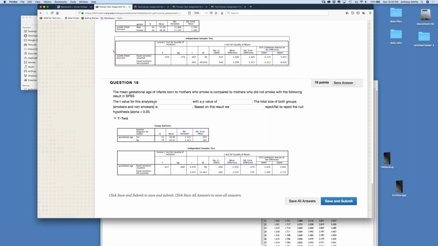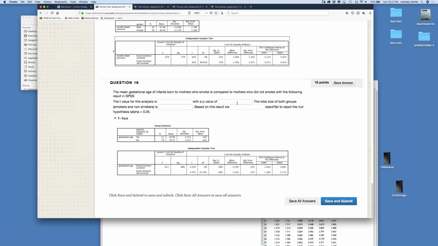The t-value for this analysis is 4.476, with a p-value, a probability of being wrong if we reject the null hypothesis, of 0.000. It's really less than 0.001. It's not really zero, but SPSS doesn't go beyond 3 places here. So it's way less than 5%, so we reject the null hypothesis.